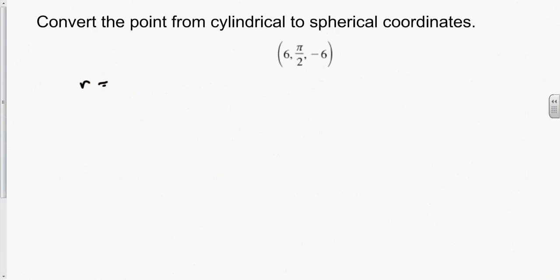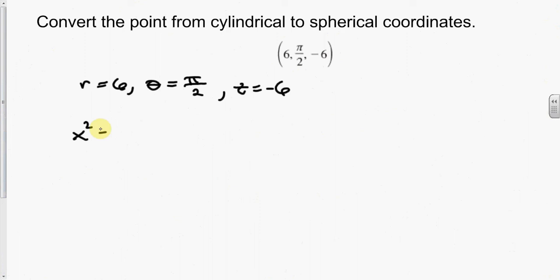So r is equal to 6. Theta is equal to pi over 2. And then z is equal to -6. So the good thing going from cylindrical to spherical is that they both use theta. So we got theta already, so that's cool. Since they give us r, we know that r squared is x squared plus y squared. Then they give us the z, we can get rho.